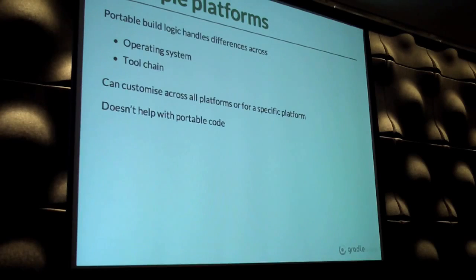So the plugins help you deal with writing portable build logic. So you saw in our example build scripts, we didn't say anything about how to invoke GCC. We didn't say anything about how to name the output files. Gradle inferred all that stuff. It deals with the differences between your operating system, so naming conventions, and the tool chain. So how do I invoke GCC to build a shared library? How do I invoke Visual C++ to build a DLL? So we can customize those.